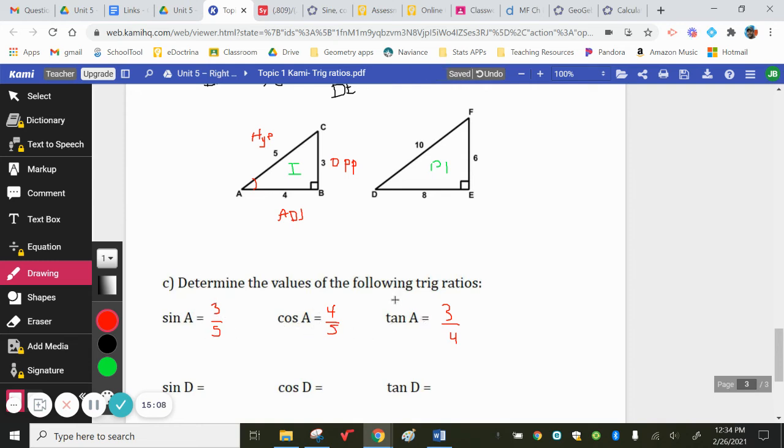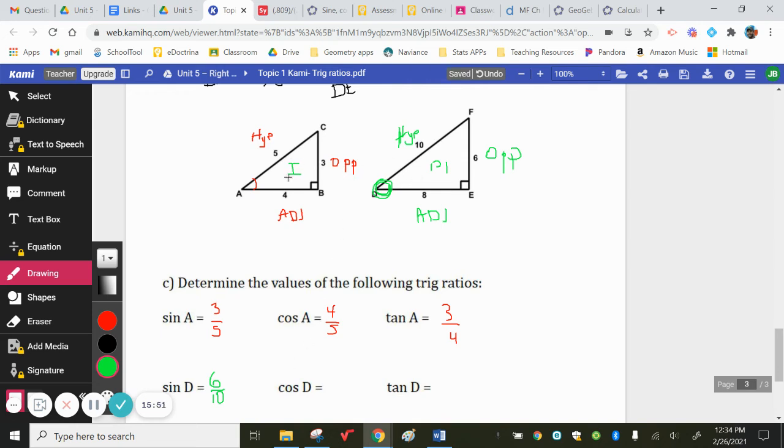Now, when I look at my sine of D, cosine of D, tangent of D, this time I'm going to look at it as D being my angle that I'm referring everything to. So from angle D, this is the side opposite. Here is my hypotenuse. And here is my adjacent side. Okay, so the sine of D would be the length of the side opposite angle D, which is 6, over the hypotenuse 10.